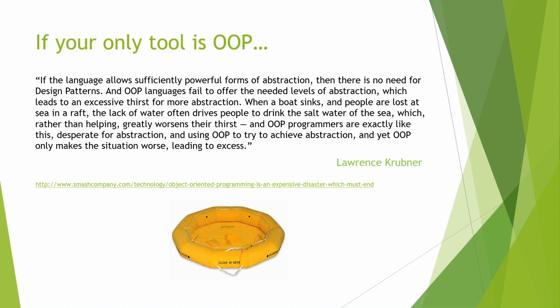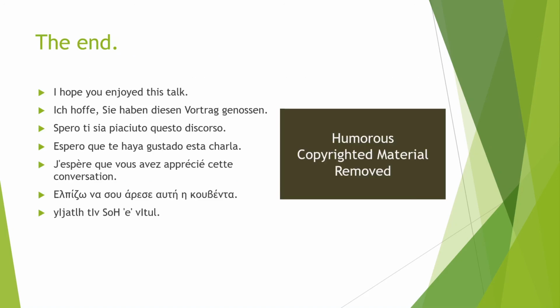So I think that C# programmers really need to think through their total allegiance to OOP, and they need to start thinking, well, I need to know more than just OOP. I need to understand functional programming as well. Okay, that's all I've got.